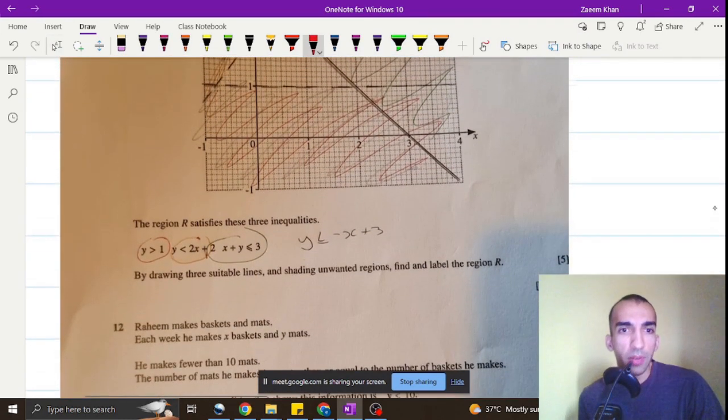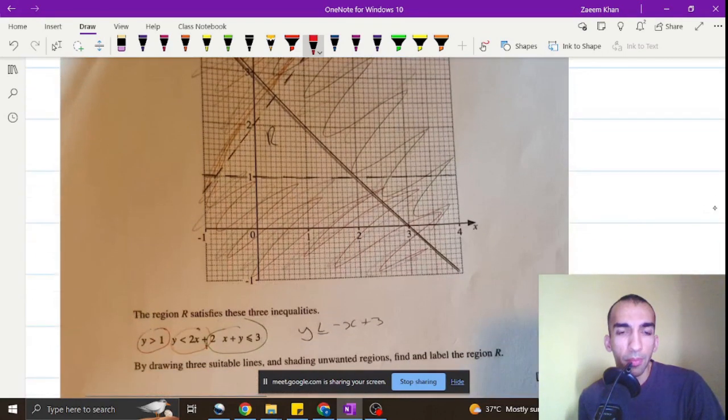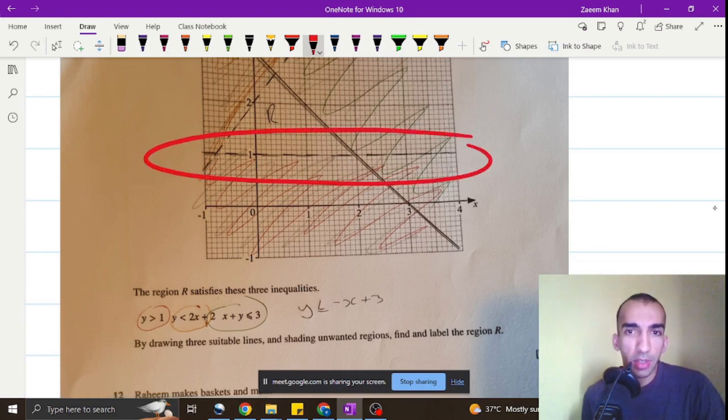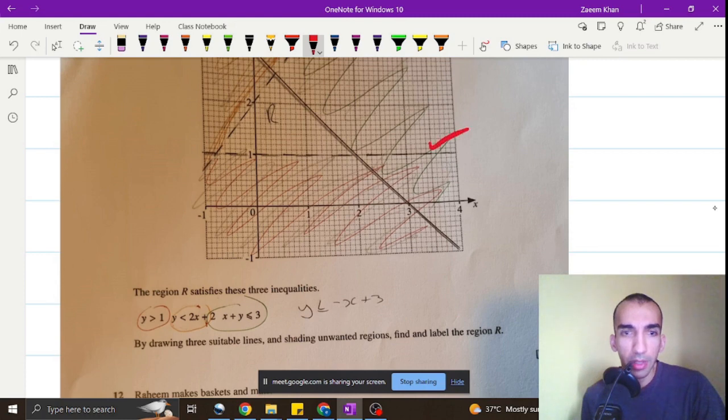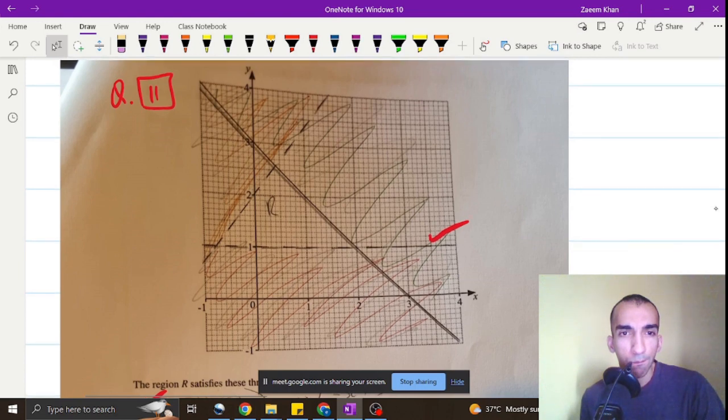The region R satisfies these three inequalities. By drawing these suitable lines, y equals 1, and since it says greater than 1, beautiful, that's correct. Dotted line, shabash, 1 is correct. y equals 2x plus 2, should cut at 2, and 2x plus 2.